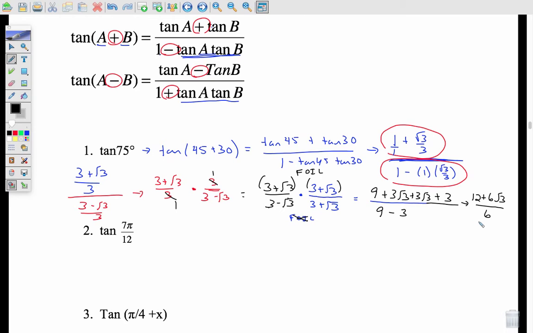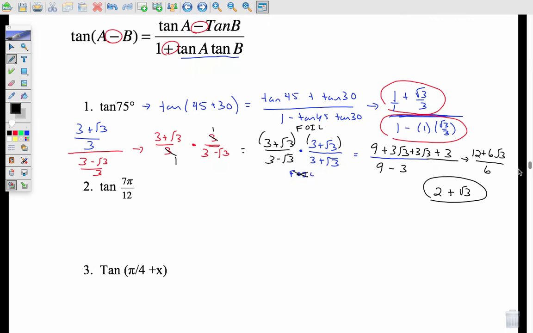As you hopefully notice here, we do have some more simplifying we can do because 12, 6 square root of 3, and 6 can all be divided by 6. So I'm going to divide through. 12 divided by 6 is 2, and 6 square root of 3 divided by 6 is the square root of 3. So the tangent of 75 degrees is 2 plus the square root of 3 in simplest form. That gets us through our first example.